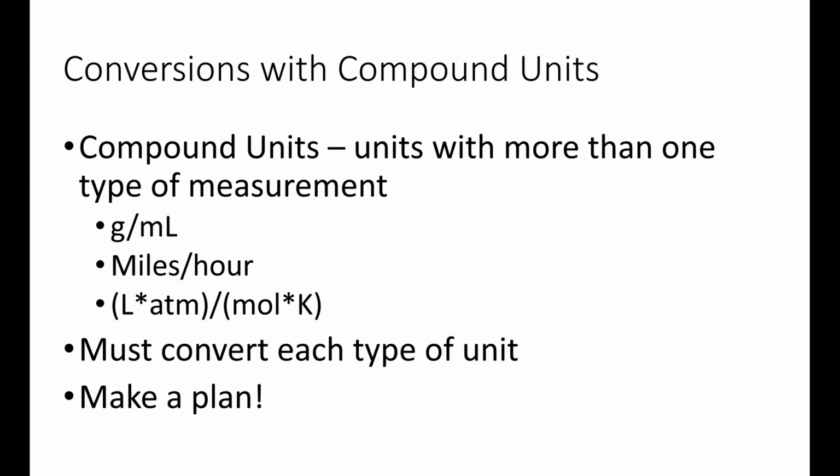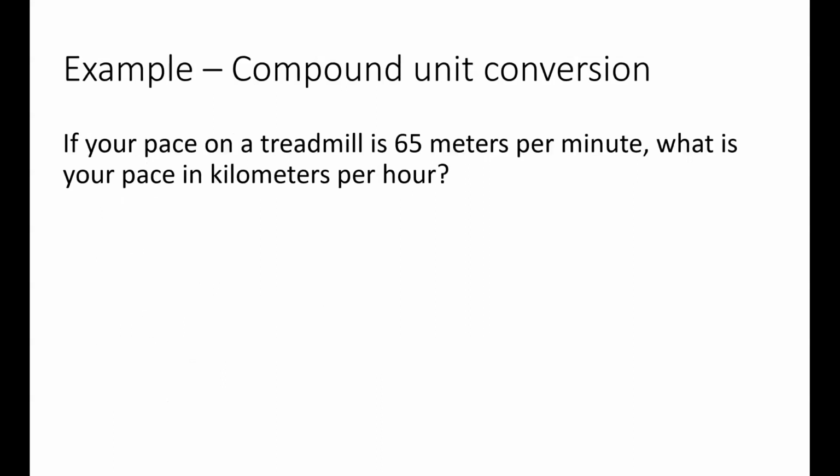Let's take a look at an example of how we would convert compound units. In this example, if your pace on a treadmill is 65 meters per minute, what is your pace in kilometers per hour? Whenever you are working with compound units, we have two different units to start with, 65 meters per minute, and we're converting to two different units, kilometers per hour. So make sure that you identify what the units are.